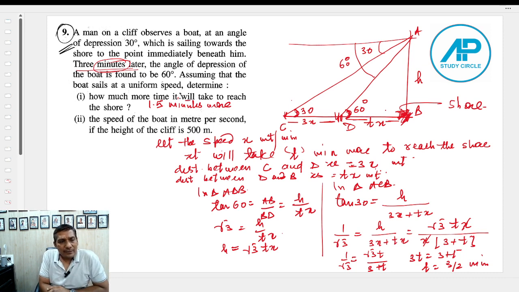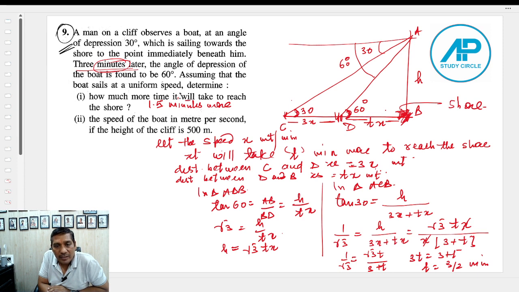Now, the second part of the question is slightly changed. It says that if the height of the cliff is 500 meters, what is the speed of the boat in meter per second? Now, how do I use the value of the height of the cliff in this?